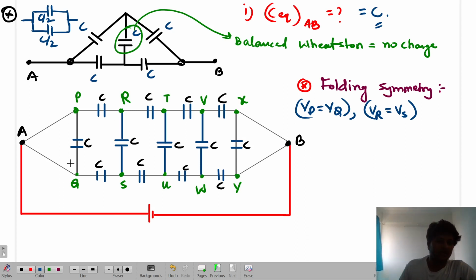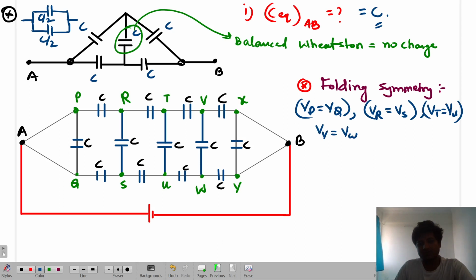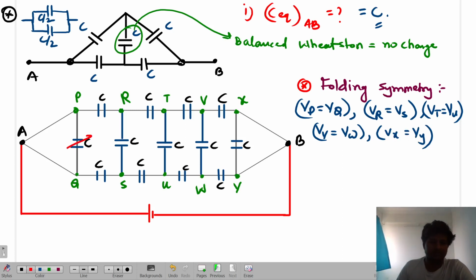So this is why we can fold it. So V of P is equal to V of Q, V of R is equal to V of S. Similarly, V of T is equal to V of U, V of V is equal to V of W, and V of X is equal to V of Y. When all these potentials are the same, then the net value of these charges will be what? Zero. Is that clear or not?